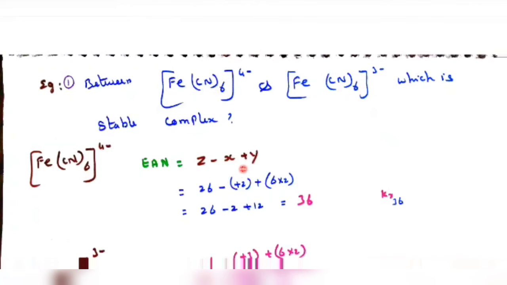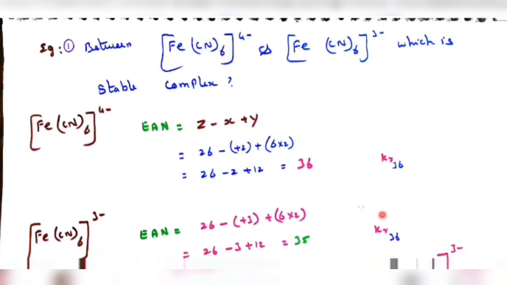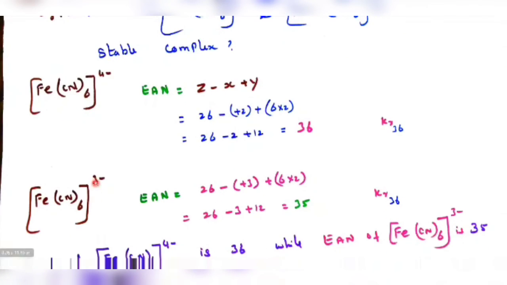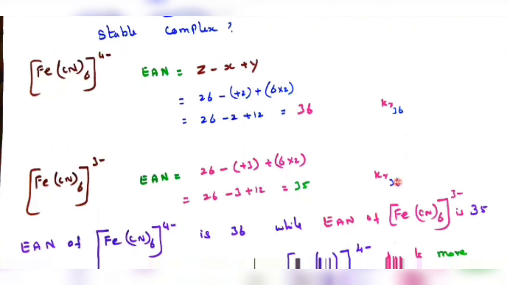Plus 2, so it is minus. And it is a unidentate, so 6 into 2, 12. 36, krypton also 36. Obeys the EAN rule. Here [Fe(CN)6]3-, that is 26 atomic number. The oxidation state of iron is plus 3, so minus 3 enclosed in bracket. It is a unidentate, 6 into 2, 12. So 26 minus 3 plus 12 gives 35. It is not obeying. Even here krypton is 36.